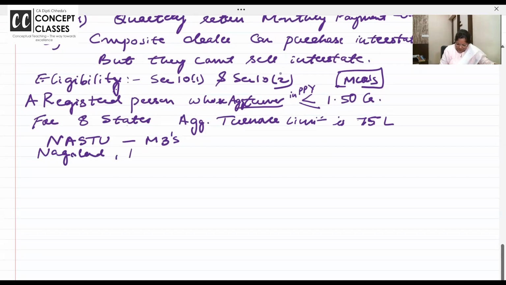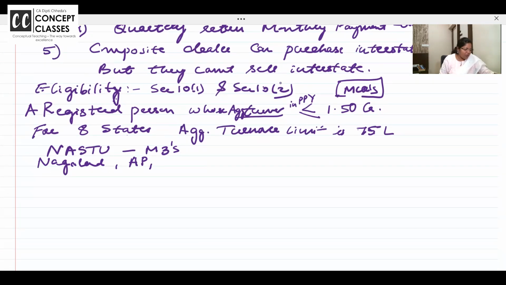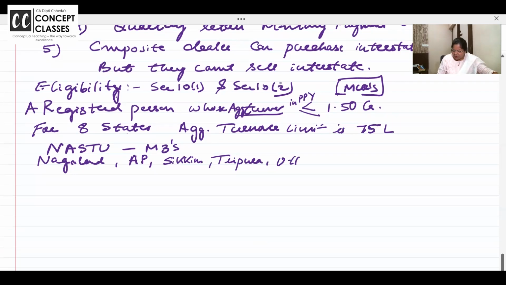Nagaland, Arunachal Pradesh. Don't write Andhra Pradesh. It's Arunachal Pradesh. Nagaland. S is for Sikkim. All these are northeastern states. So Sikkim. Okay. Nagaland, Arunachal Pradesh. Then S stands for Sikkim. T stands for Tripura. And U stands for Uttarakhand.